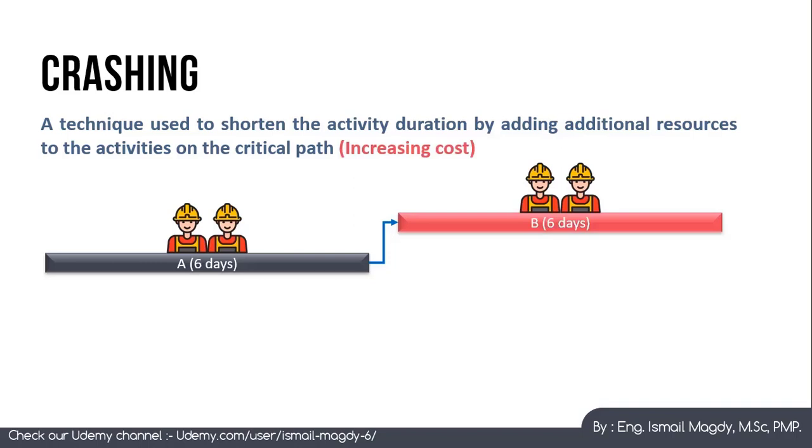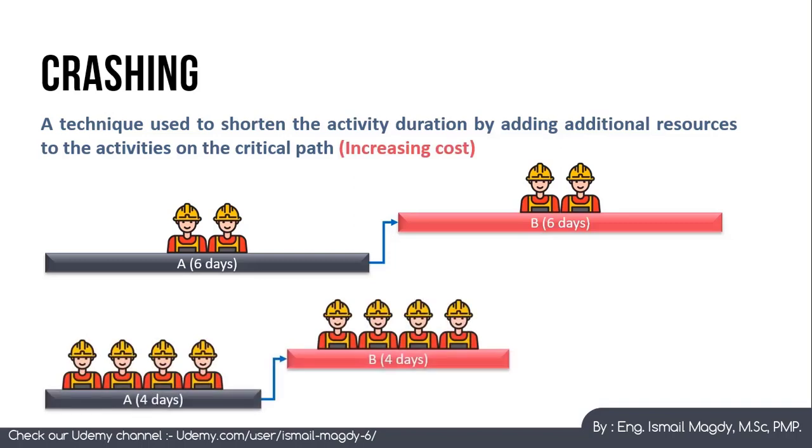If we want to crash this schedule, we can just add more labors to each activity. So now we have 4 labors on each activity, and now each activity will take 4 days only instead of 6 days. So by this way we manage to save a total of 2 days in each activity, which means we get to finish both activities in 8 days only instead of 12 days, and now we have 4 days of saving. But here we need to notice multiple points.